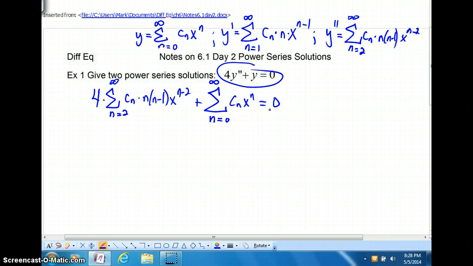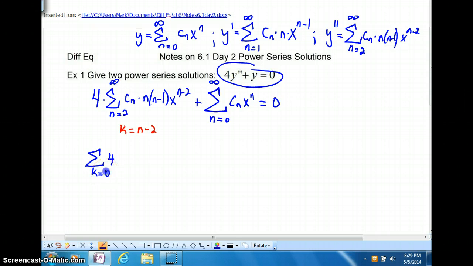Now, of course, what we're going to do at this point is re-index. As I look at my first series, I have x to the n minus 2. So, to make a little adjustment, we're going to let k equal n minus 2. Just adding a 2, n itself would be k plus 2. I'm going to revisit this sigma here and bring the 4 inside now. If n is equal to 2, plug that into our re-indexing: k is equal to n minus 2, and 2 minus 2 is 0.